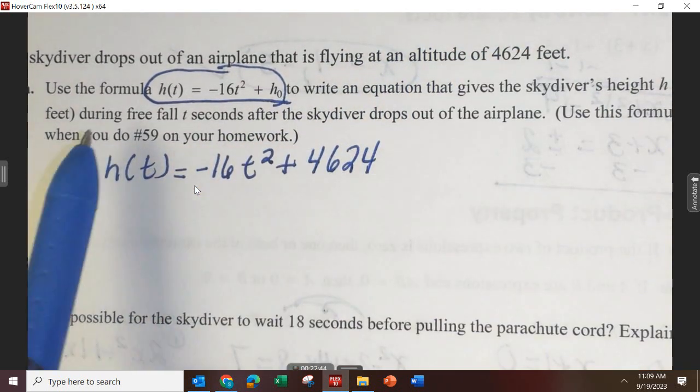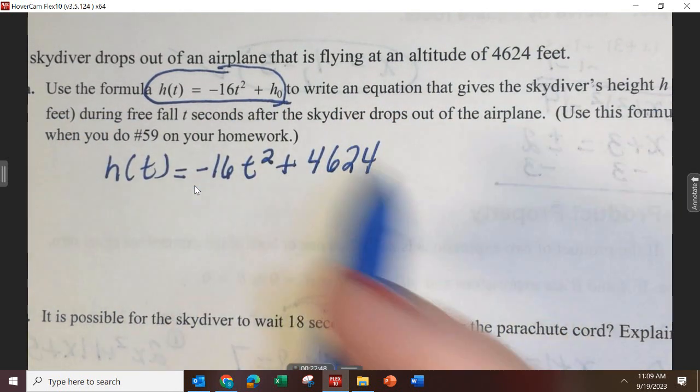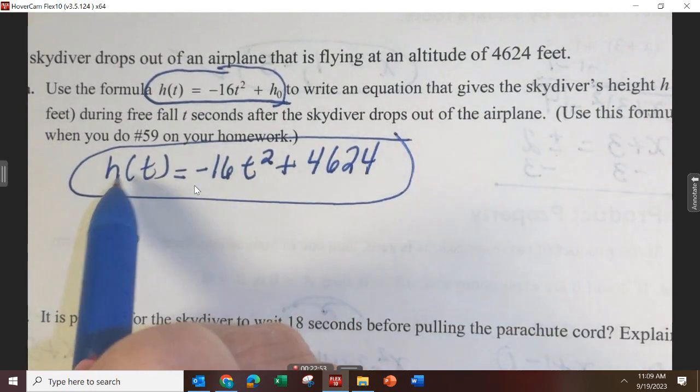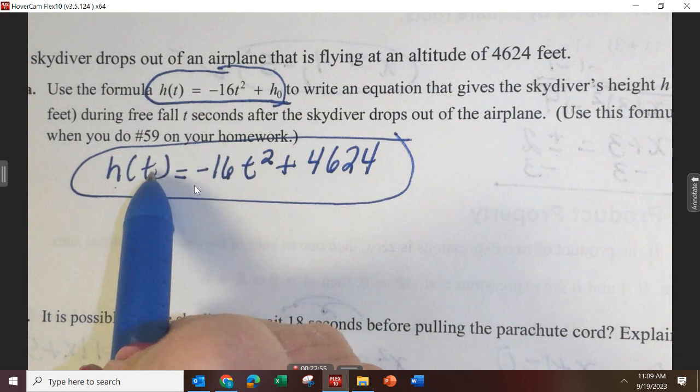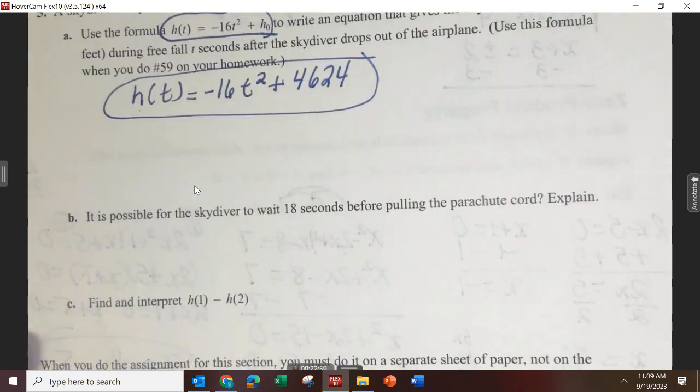Okay? Let's see here. What's it say? Use the formula to write an equation that gives the skydiver's height. We got it. That's it. That's all we have to write. This will tell us the height at any given time.